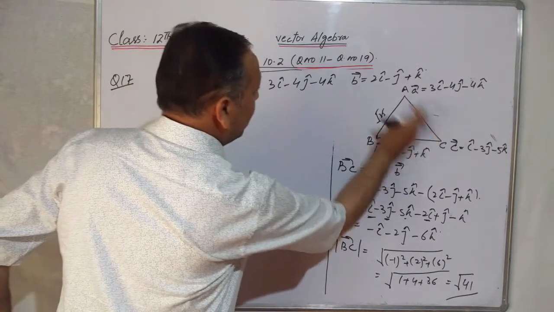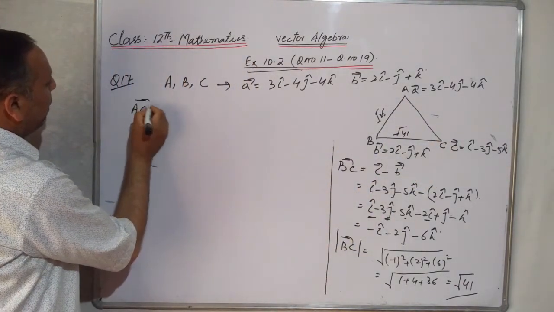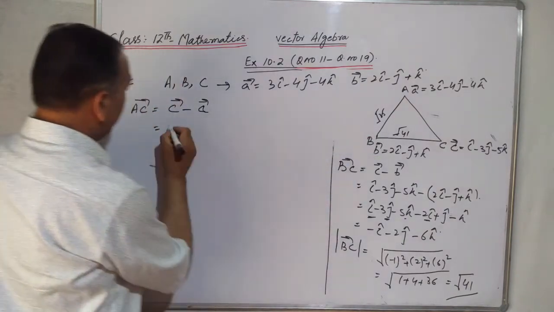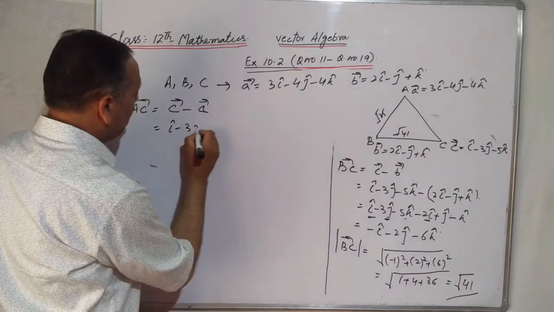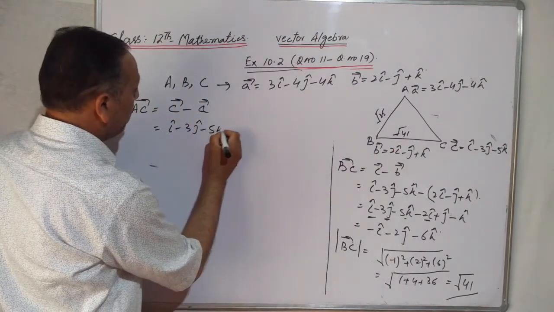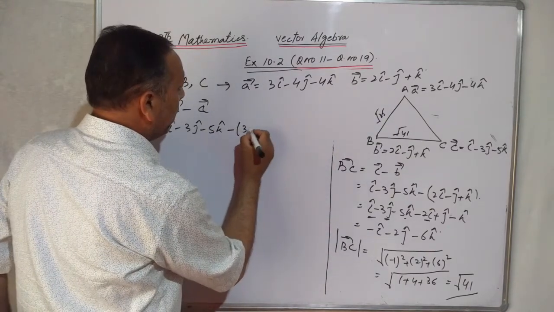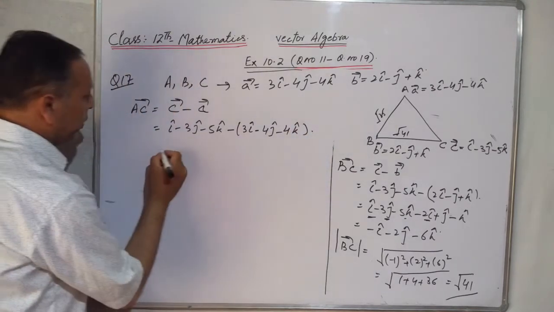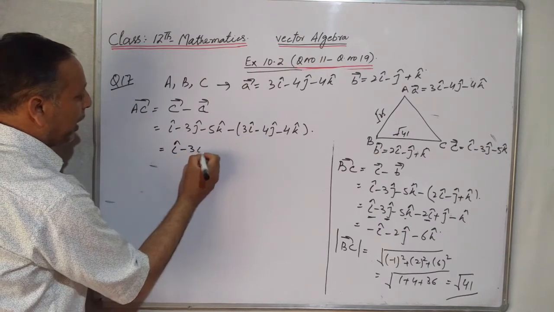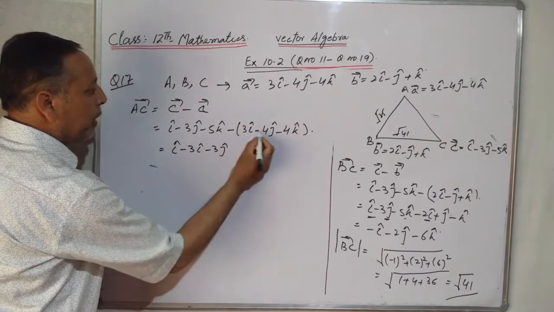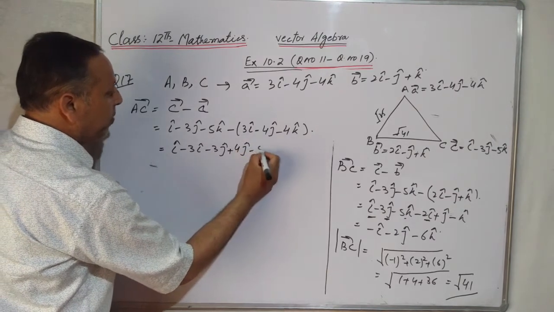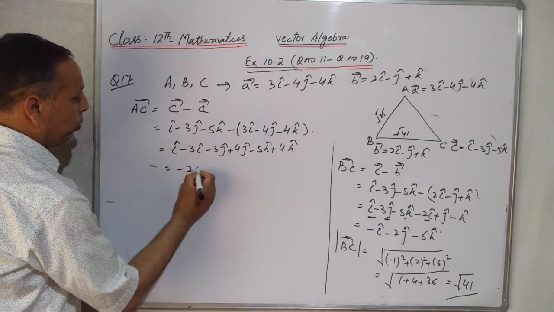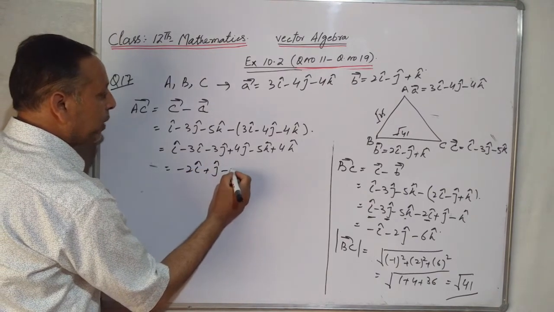Now, vector AC is the position vector of C minus the position vector of A. Vector C is i cap minus 3 j cap minus 5 k cap, minus vector A, which is 3 i cap minus 4 j cap minus 4 k cap. So it will be i cap minus 3 i cap, minus 3 j cap plus 4 j cap, minus 5 k cap plus 4 k cap. So it is equal to minus 2 i cap plus j cap minus k cap.